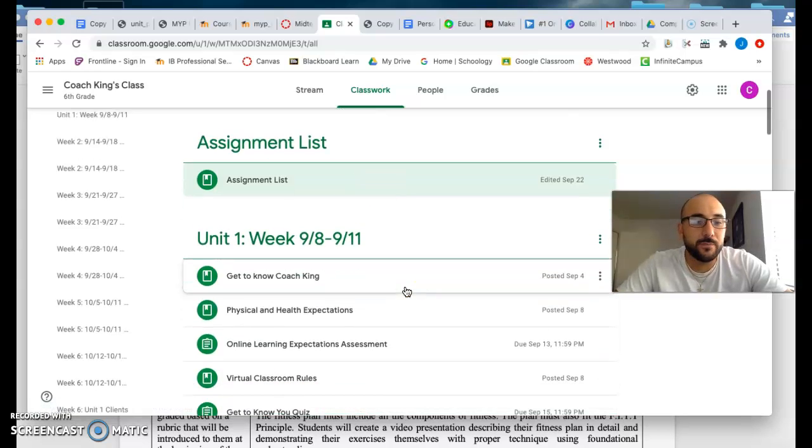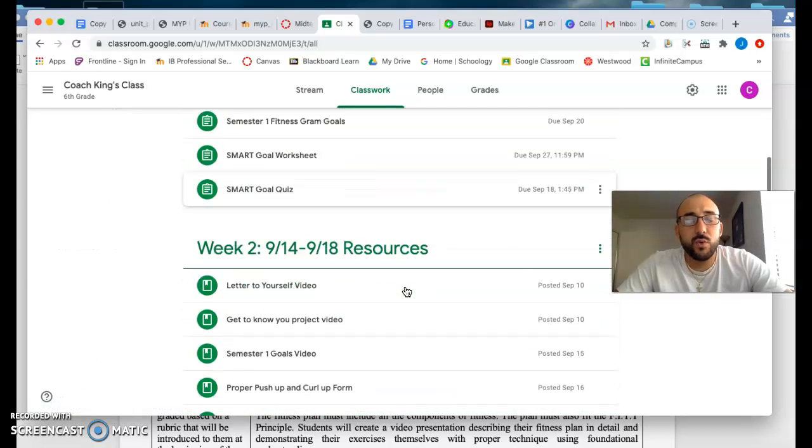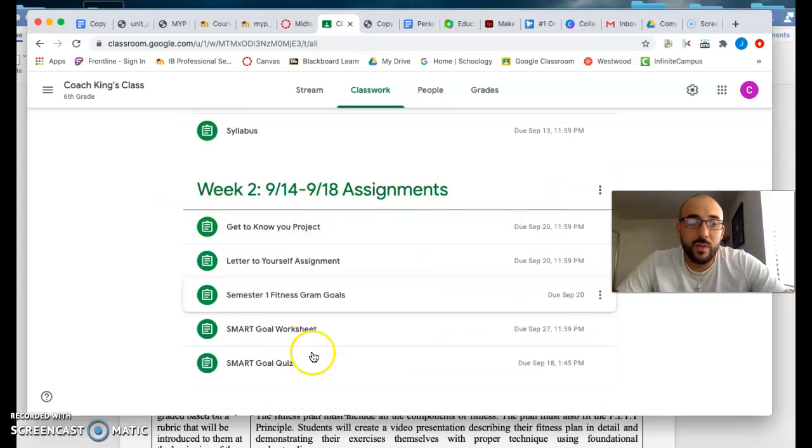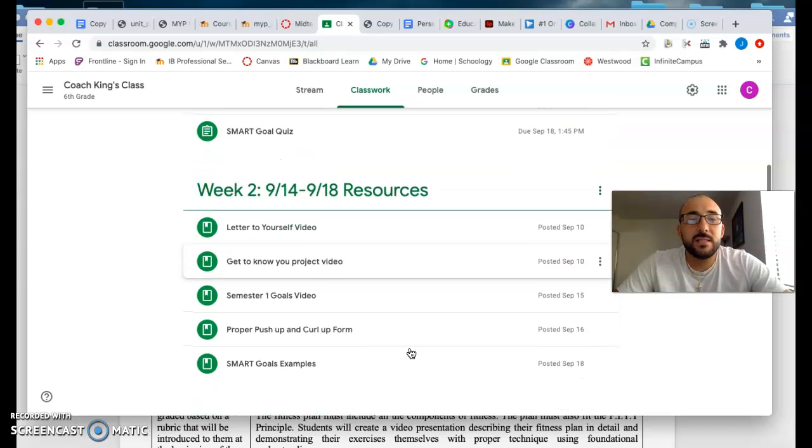The way I break this down is into assignments and resources. As you can see, week 2 assignments, here are all the week 2 assignments. And then here I have a list of week 2 resources. These are all resources that are going to help the students understand, one, maybe the content that they're learning this week, or two, help them understand what's being asked of them in the assignment.